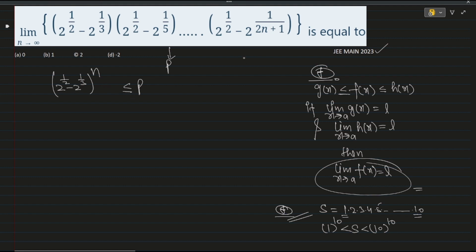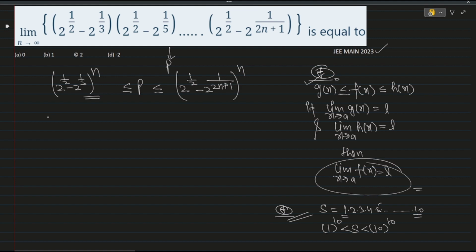What is the highest value? The last one is the highest value, that is 2 to power 1/2 minus 2 to power 1/(2n+1). If I multiply it n times, definitely our product will be between these two functions. Got it? And I'm also using equality because the values are very small. So the product will be approximately equal to P. So what I did is I tried to set up the Sandwich theorem: our product P, like any function f(x), is lying between g(x) and h(x). Our product P is lying between this and this.